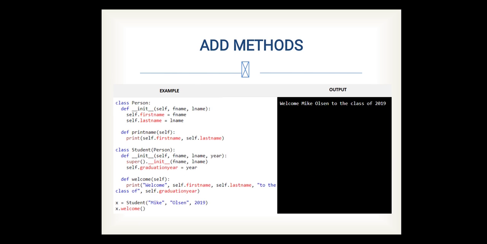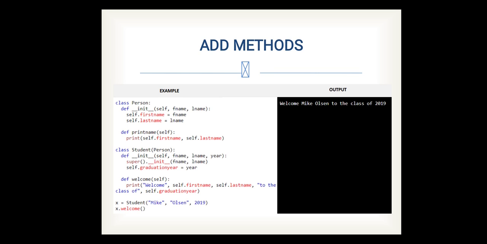Just like when you are adding a property, you are able to add a method to a parent class. So see this example: after self dot graduation year is equal to graduation year, meaning after adding a property, you are specifying another method, that is the welcome method. Here you are specifying a print statement, that is welcome, self dot first name, self dot last name, to the class of, and after that self dot graduation year. So here it is going to print a welcome message.